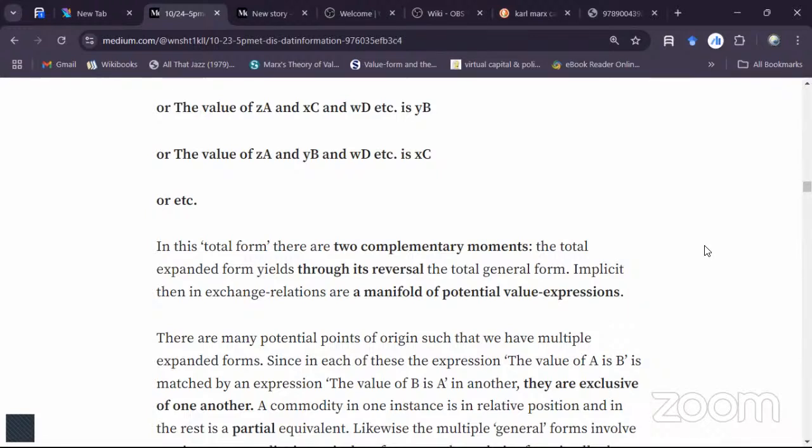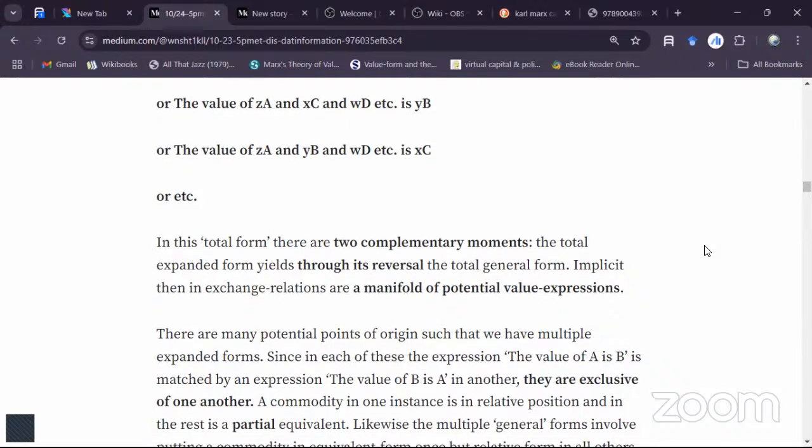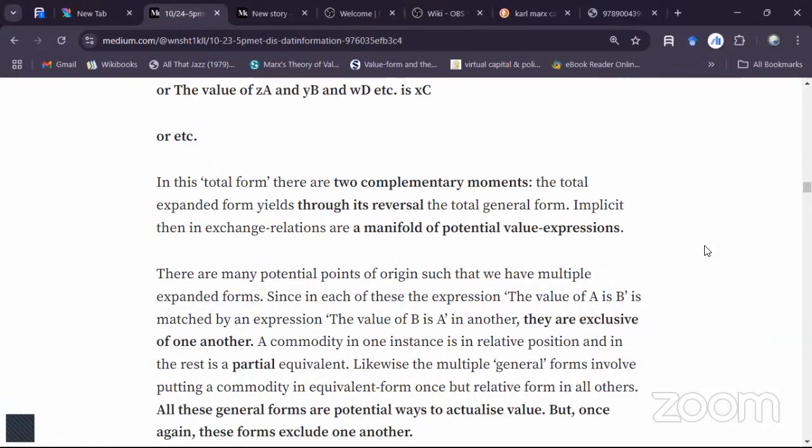Implicit then in exchange relations are a manifold of potential value expressions. In other words, because you've been able to force through some of these elements, the expansion of possibilities for value are there. There are many potential points of origin, such that we have multiple expanded forms, since in each of these, the expression the value of A is B is matched by an expression the value of B is A. These are simple logical things. In another, they're exclusive of one another. A commodity in one instance is in relative position, and the rest is a partial equivalent.